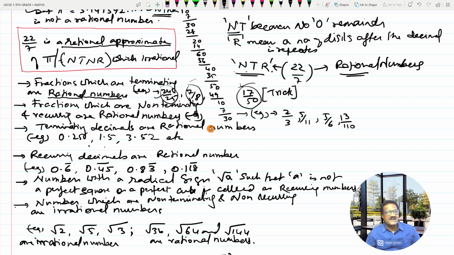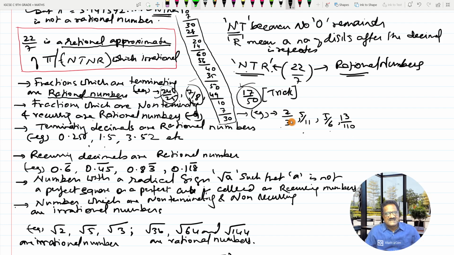Now, for example, 7 upon 30. If you do this 7 upon 30. No, sorry. Again, 7 upon 30. I should do something about this. Now, this is a part of that division. Which division? 22 upon 7. The part of that division. Fine. So fractions which are non-terminating and recurring, the examples are this: 2 upon 3, 5 upon 11, 5 upon 6, 13 upon 10.